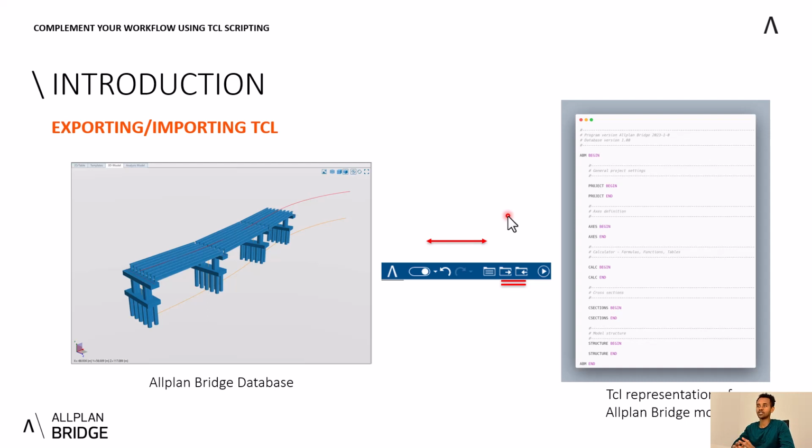So basically it works like that. You can export and import TCL files from Allplan Bridge. It would either read from that database and write it into the TCL, or read it from the TCL and write it back to the database, depending on what you do.